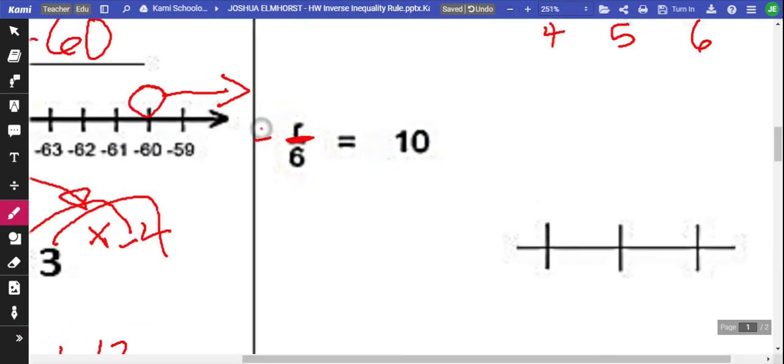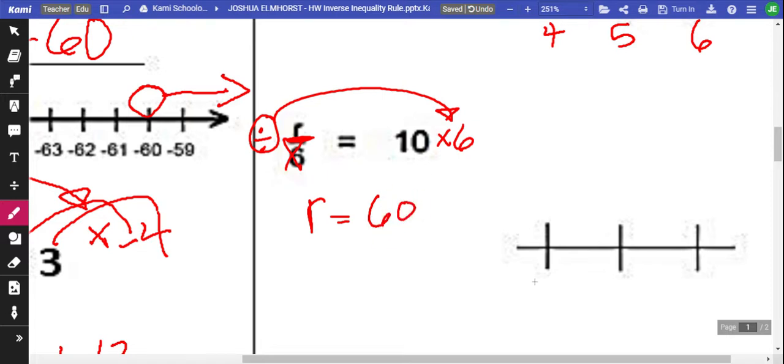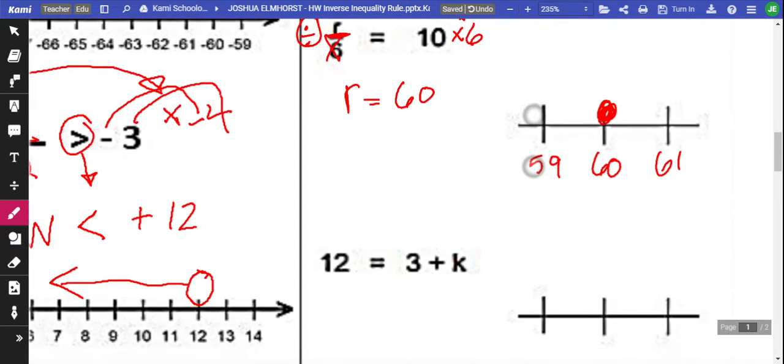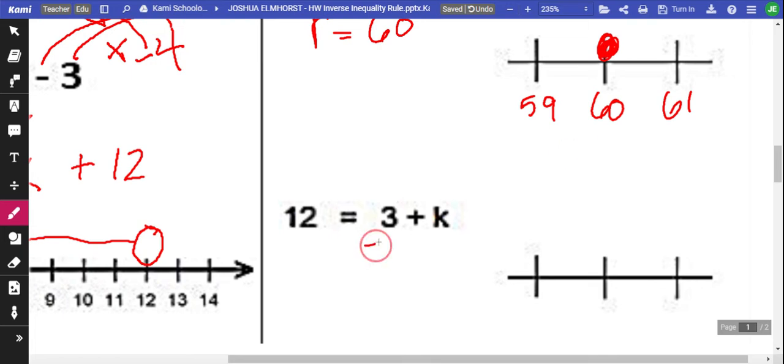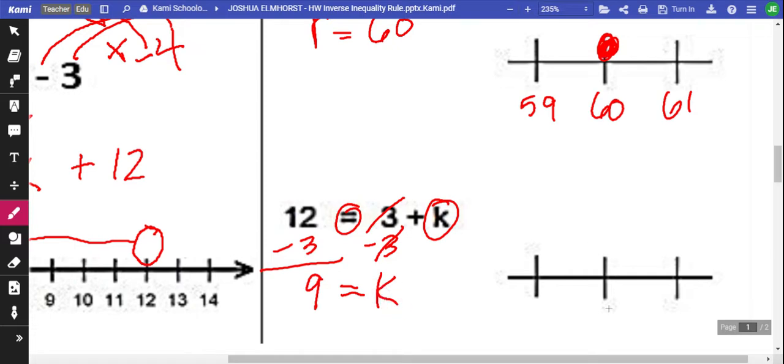So this is division. We're going to go to the other side and then multiply. And that is times 6. So we have R is equal to 60. -3 minus 3. So 12 minus 3 is 9 equals K. So we got 8, 9, 10.